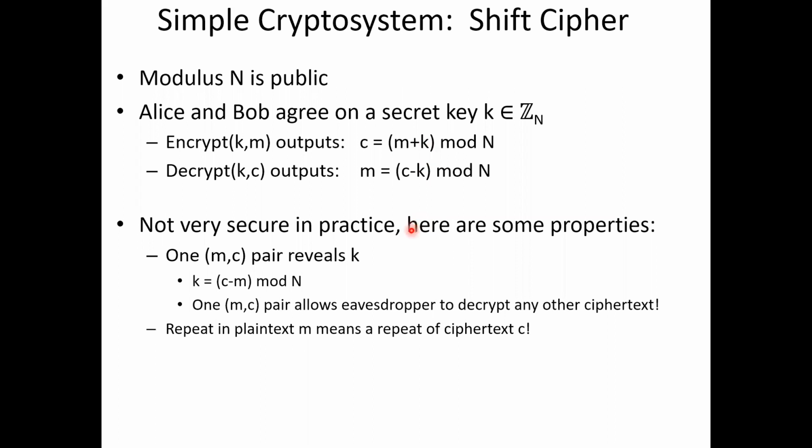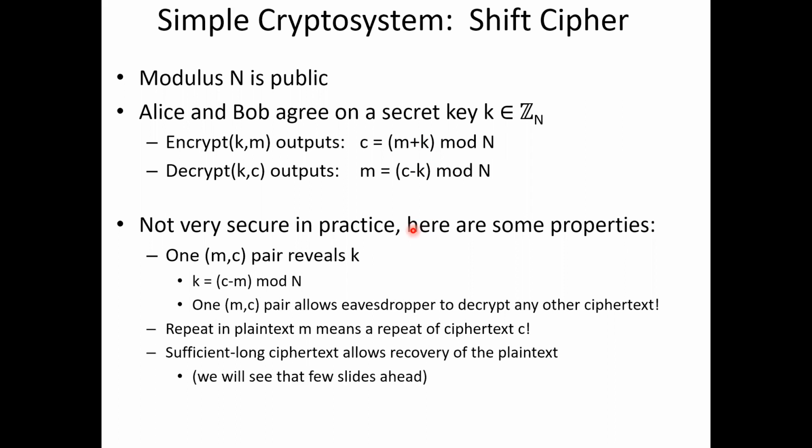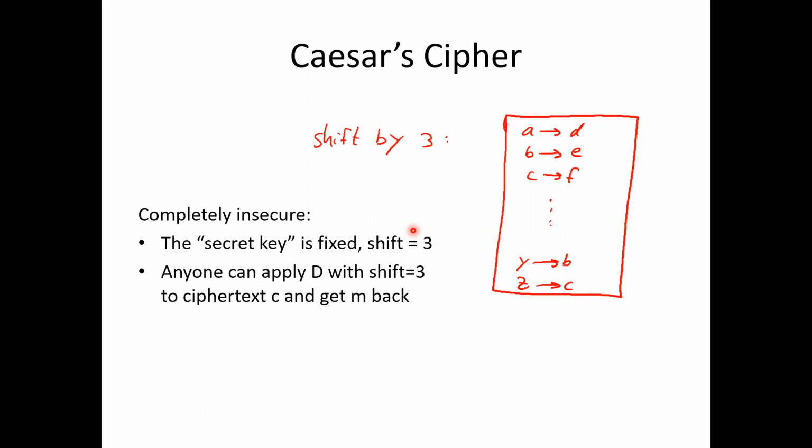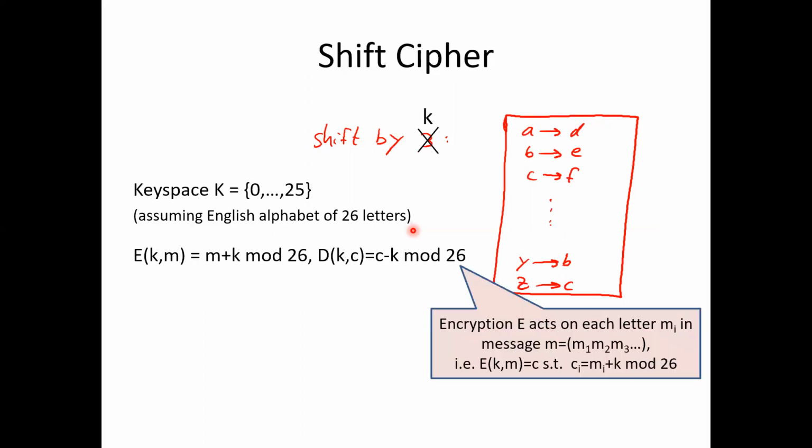You see the most repeated letter, and you guess which letter that corresponds to. This allows you to recover the plaintext. Okay, so I'll show this in a few slides ahead. So the Caesar cipher is a simple example of a shift cipher with fixed shift 3, and a shift cipher just generalizes it to an arbitrary shift.